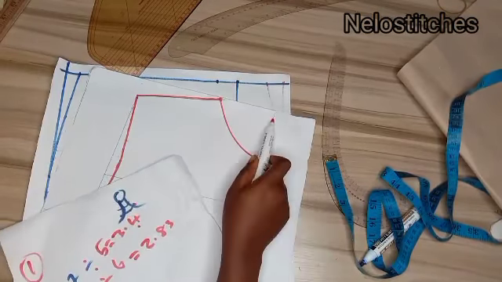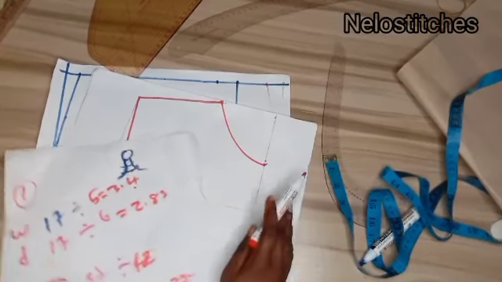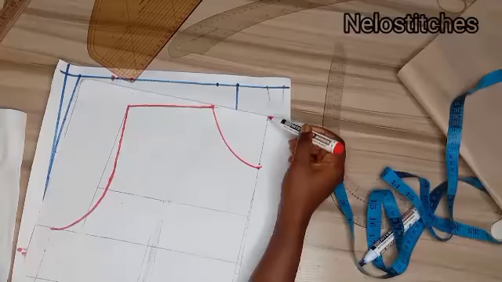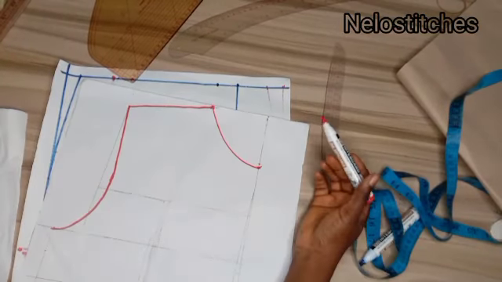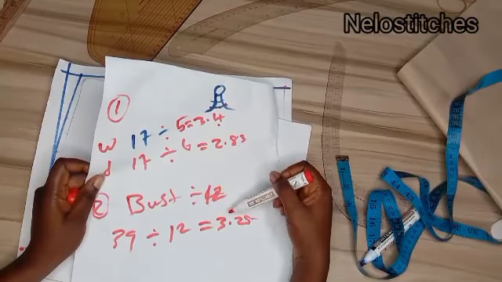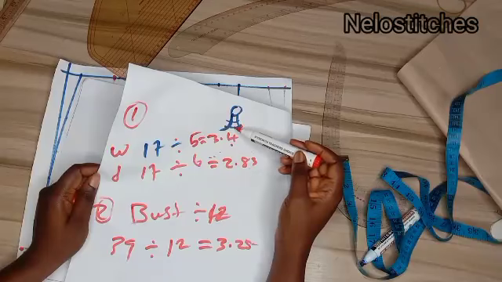So I'm going to mark 3.25 here and 3.25 here, and that is what I have on this pattern. From here to here is 3.25, from here to here is 3.25. So this number 2 method is one I always use for my client and myself. You can also use this if you want to take your client's measure.